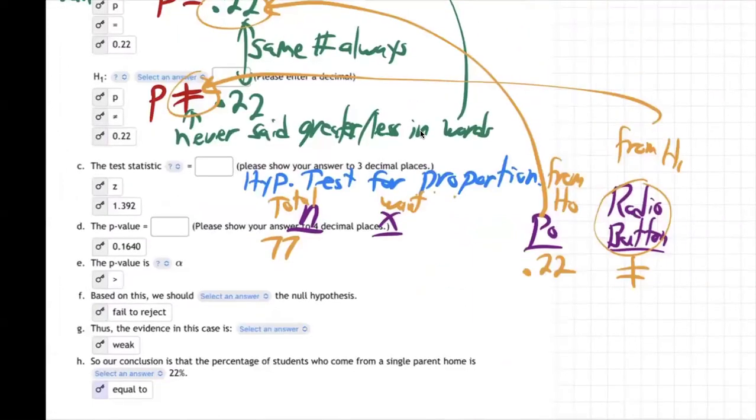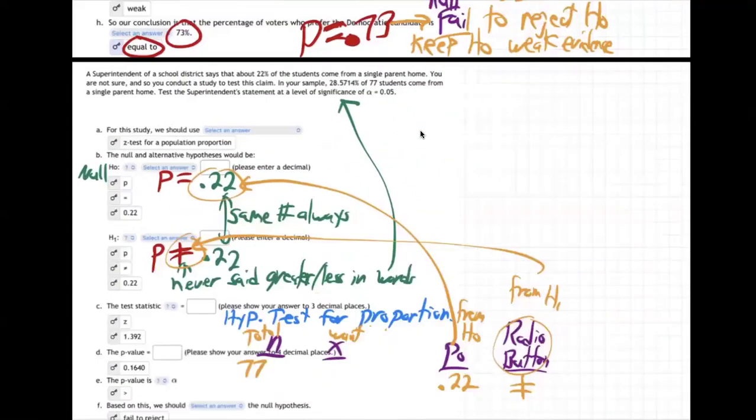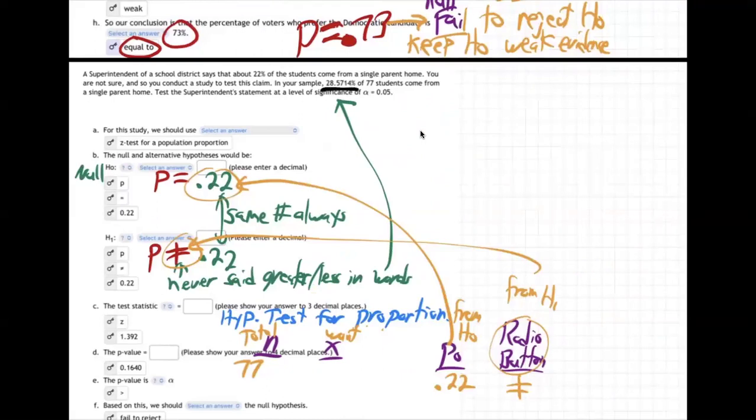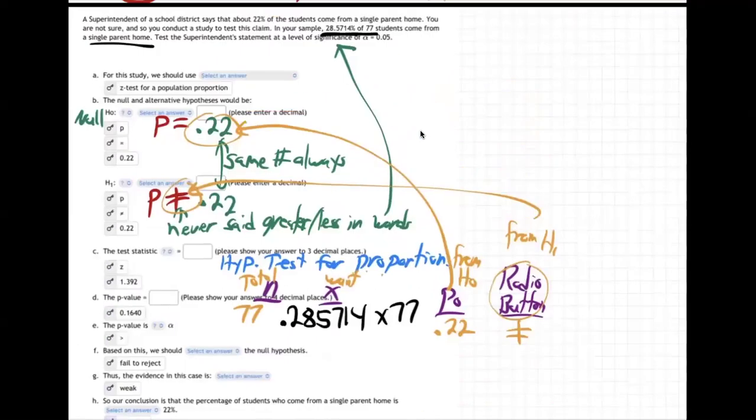So we go, oh, okay. So I'm going to need to take this X, and it's the number we want. What do we want? Well, it says 28.5714% of 77 students come from a single parent home. So I'm going to need to change it to a decimal, 0.285714 times 77, right? So we grab this right here and bring it right there. That's the number we want.